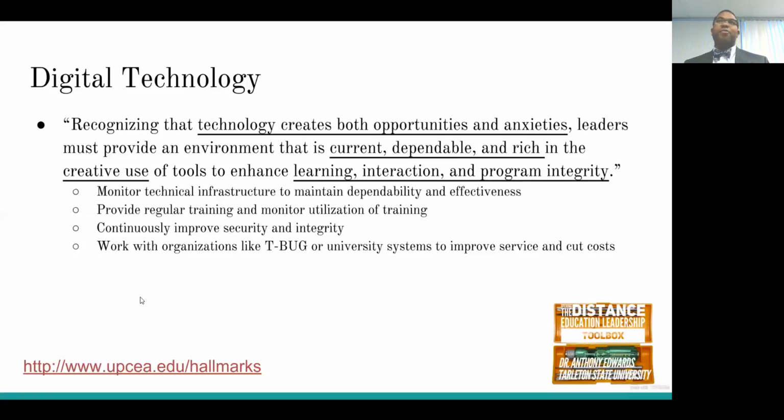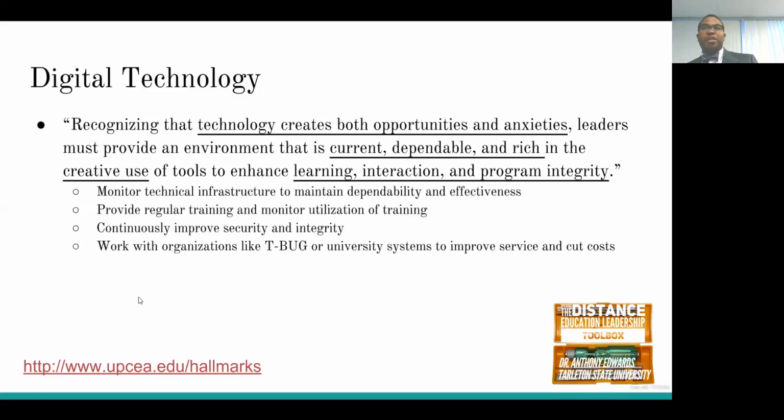So strategies for improving digital technology would be to monitor our technology infrastructure just to maintain our dependability and effectiveness, providing regular training and monitor the utilization of training. So it's important that faculty can get trained on how to use the tools and students can learn how to use the tools. But also we monitor how well those trainings are being utilized. If you've got 500 faculty members on your campus and 15 go through the training, but you have a goal of what percentage of your faculty members you want to go through this training over a certain time period, then monitor that.